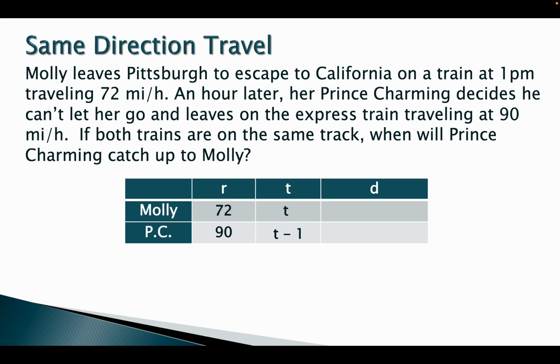To find their total distance, we multiply the rate times the time, so they would look something like that. Since they both left from the same station and ended up at the same station, we know that the distance that they actually traveled was equal to each other. Since we know that their distances are equal to each other, we can set up our equation to show that, like this. Pause the video if you'd like time to solve it on your own.